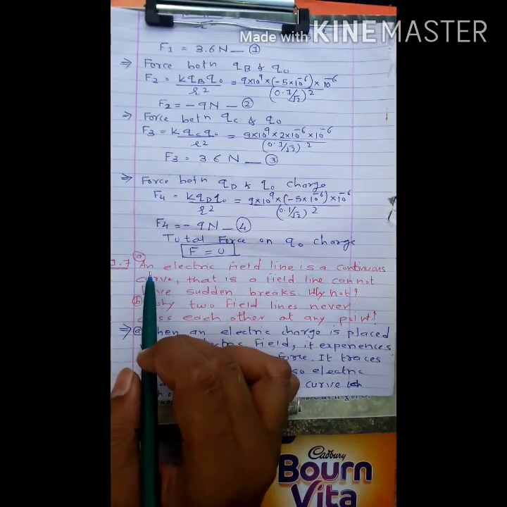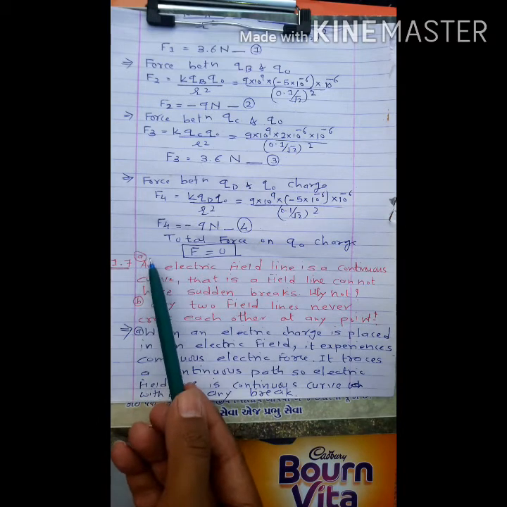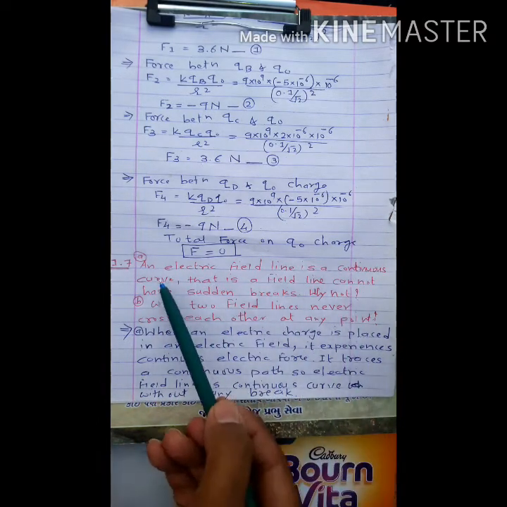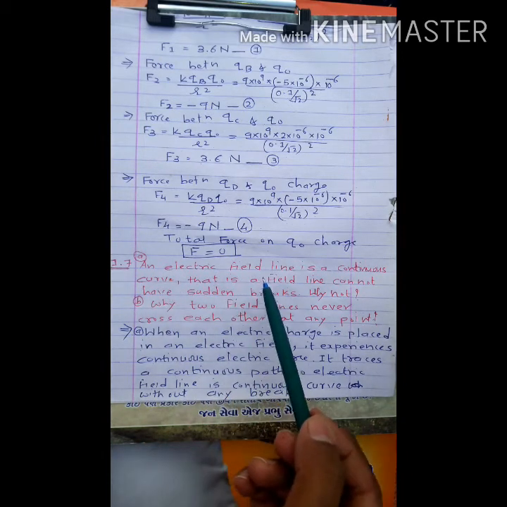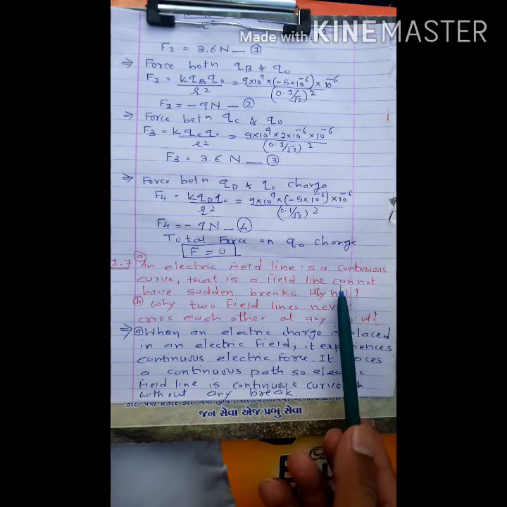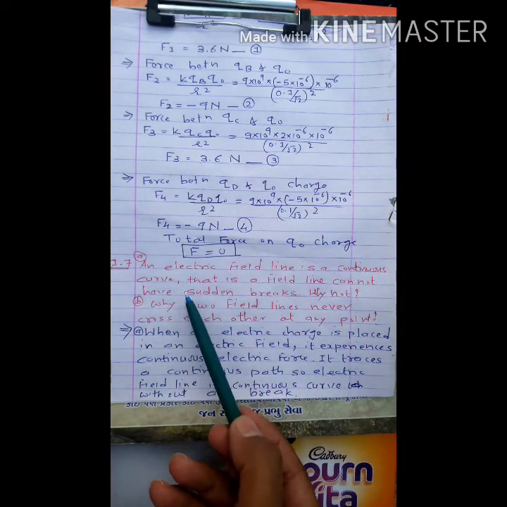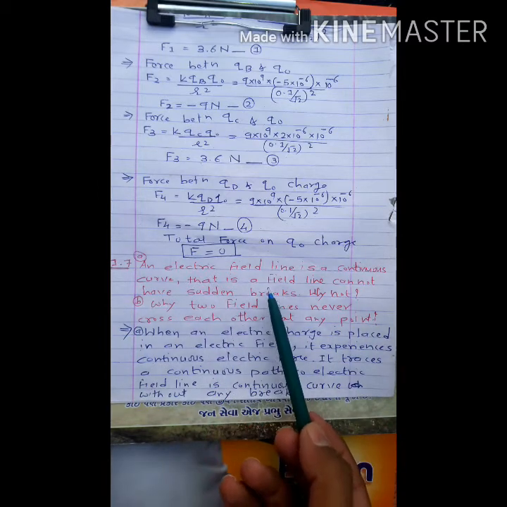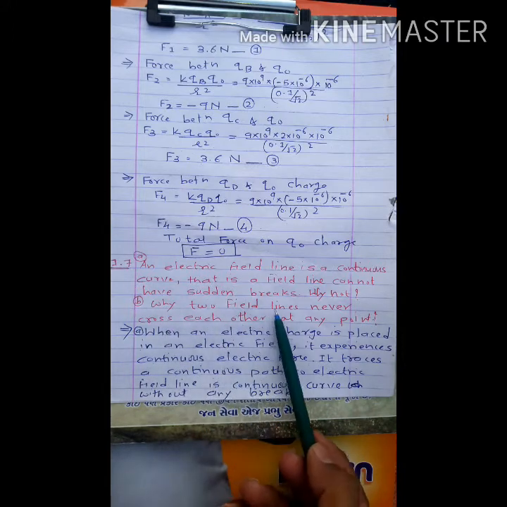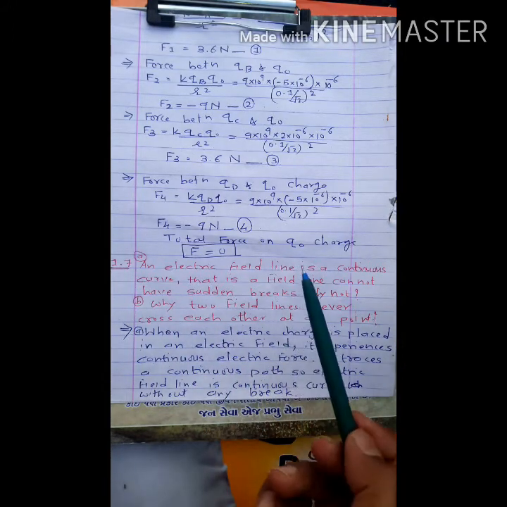Next, example number 1.7. This is a theoretical question. First point, an electric field line is a continuous curve. That is, a field line cannot have a sudden break. Why not? Okay, so explain the reason why a field line cannot have a sudden break, means a field line is a continuous curve. Second question, why do two field lines never cross each other at any point? So this is a theoretical question.